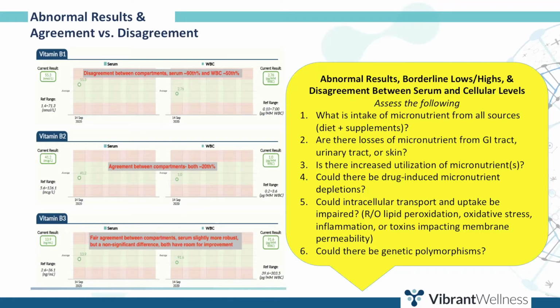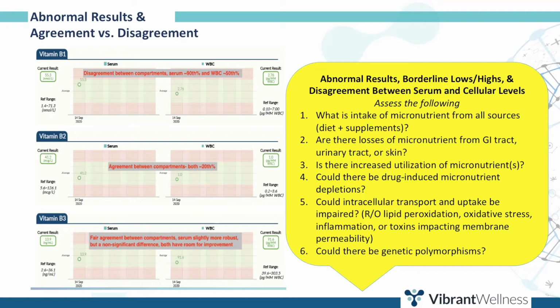So understanding, might there be increased utilization of micronutrients, whether it's B vitamins from over consuming alcohol, glutathione or selenium, or tremendously increased stress. So why might you have increased utilization? You also want to consider, could there be drug-induced micronutrient depletions, oral contraceptives and B vitamins and magnesium and zinc and vitamin C, et cetera, folate.